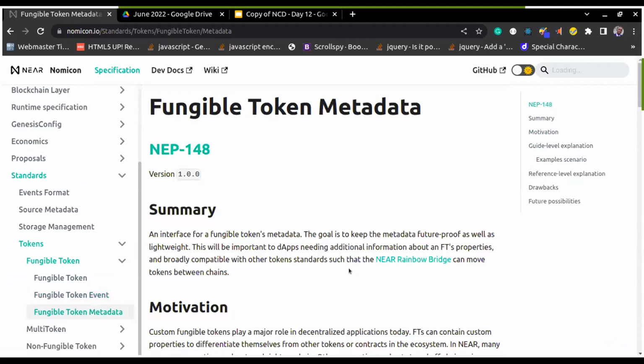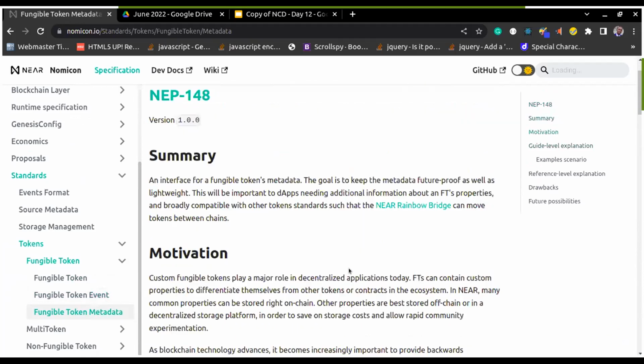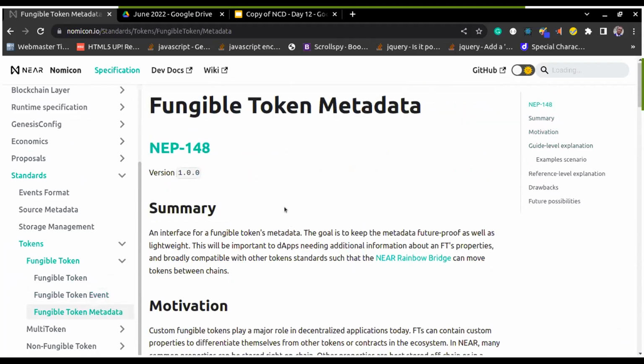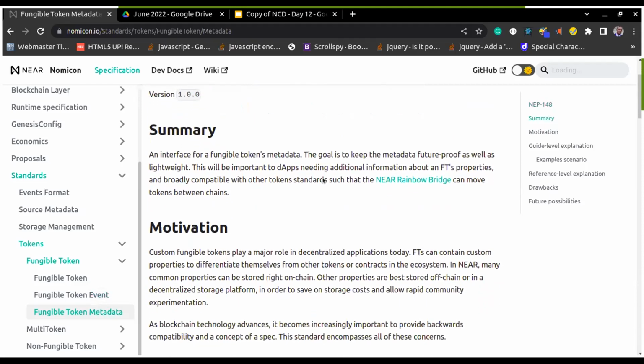But maybe just to touch on this before we call it a session is the fungible token metadata. This is NEP 148. So I'll just read through the summary. It's an interface for a fungible token's metadata. The goal is to keep the metadata future-proof as well as lightweight. And these will be important for dApps needing additional information about the fungible tokens' properties, and broadly compatible with other token standards such as the NEAR Rainbow Bridge that can move tokens between chains, okay?